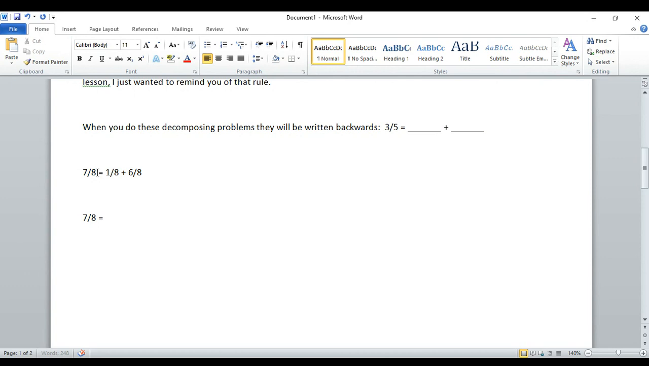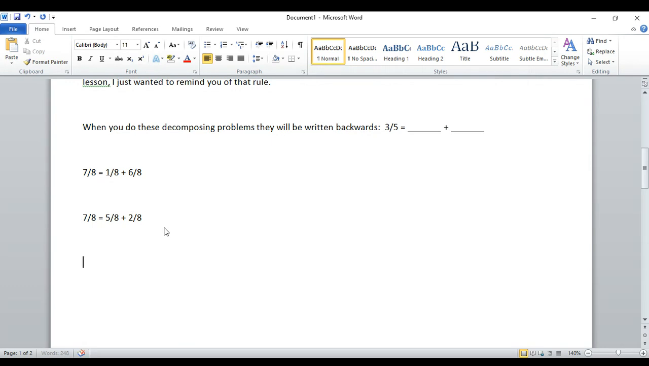Because what we're asking ourselves is, how many eighths do we have? We have 1/8 and 6/8. So we have 7/8. So this is one way that we could decompose it. Another way we could decompose it is we could say 5/8 plus, what am I going to put down there? I hope you said 2/8 and got it right, because 5/8 plus 2/8 equals 7/8. 5 plus 2 equals 7.